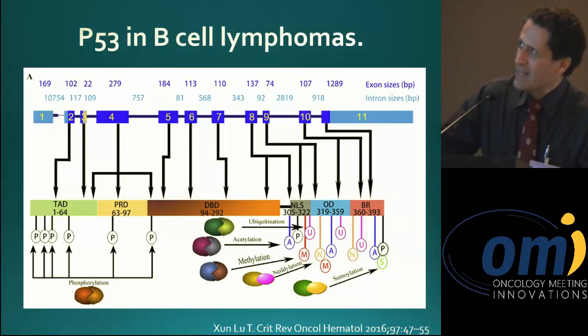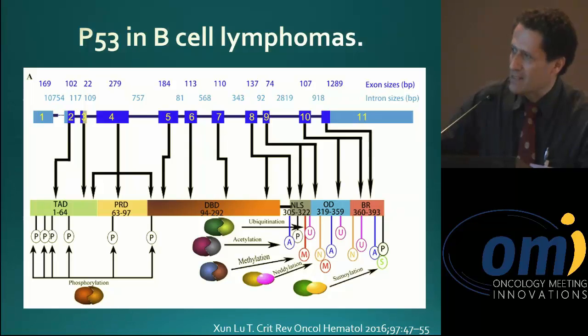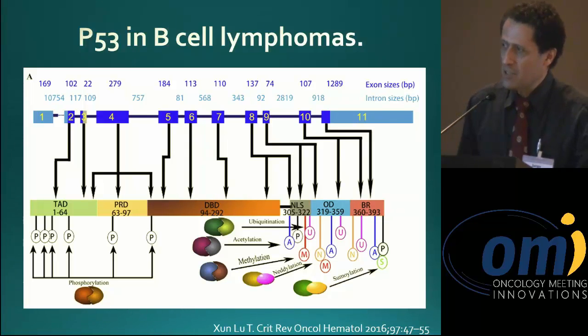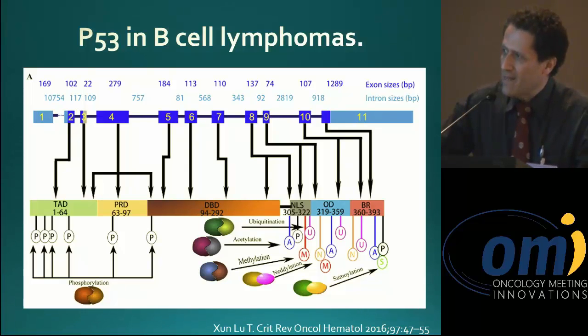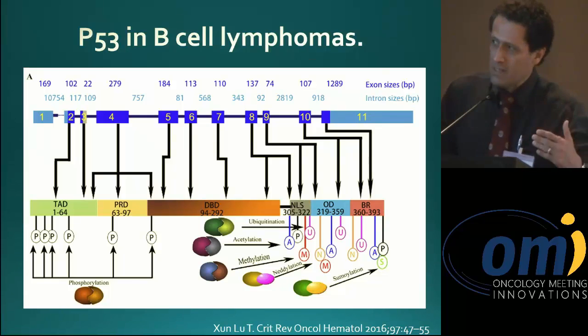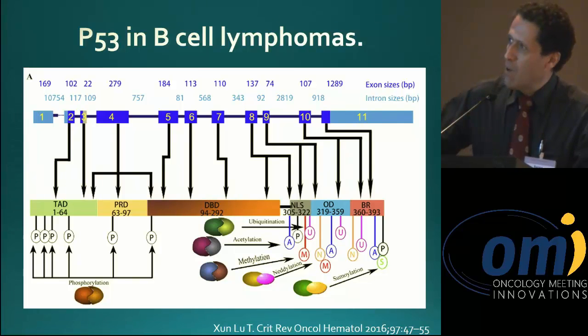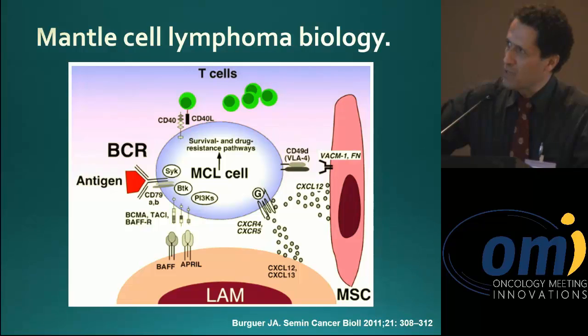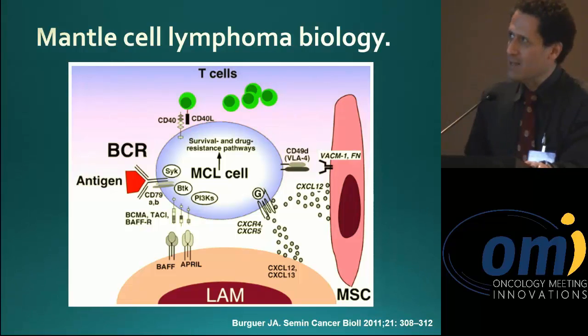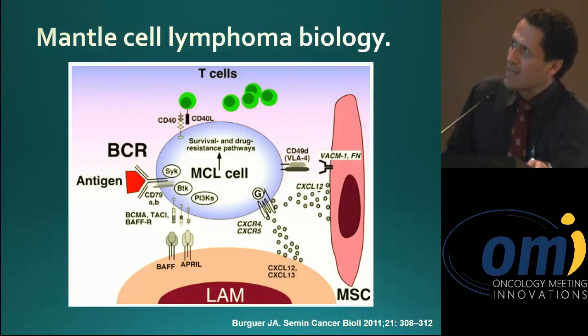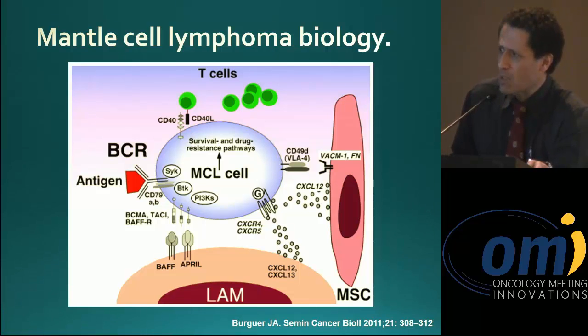p53 has 11 exons. The last ones, 6, 8, 9, and 10, regulate some enzymatic processes, acetylation and methylation, that block the repressor of p53, and this is why p53 functions. And my last slide is about mantle cell lymphoma, for its importance in treatment.